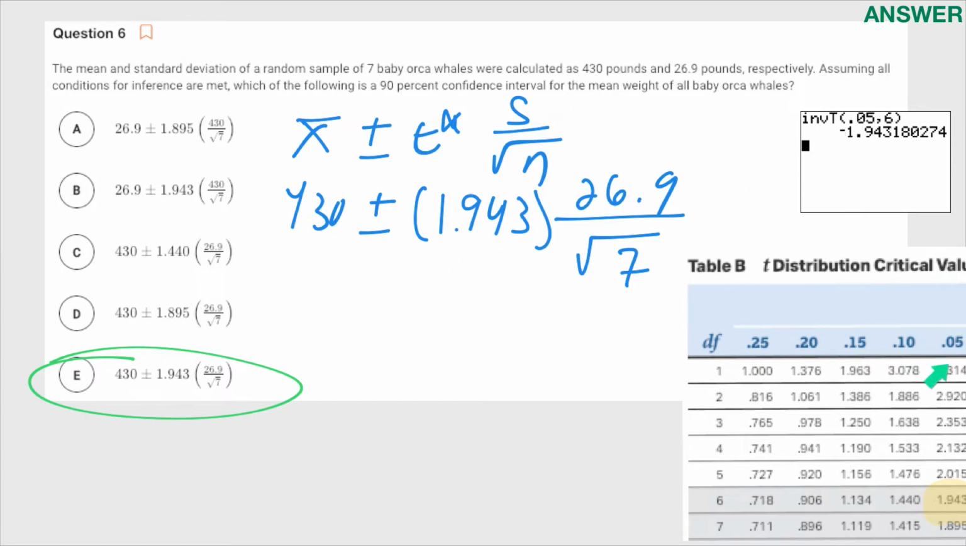We're using 0.05 because 90% confidence means that you're covering the middle 90%, which leaves 5% in the lower tail and 5% in the upper tail. So E is the correct solution.